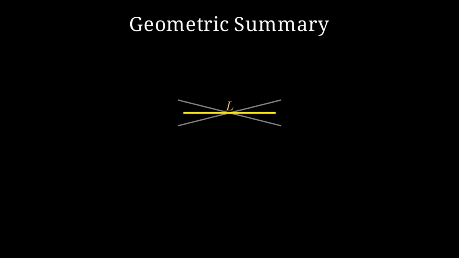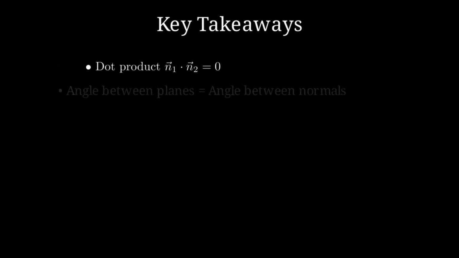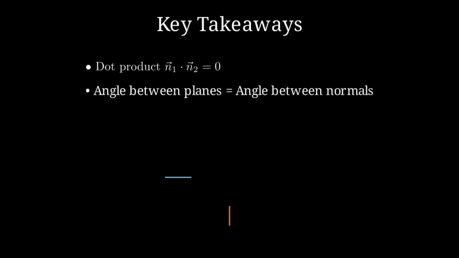To summarize the process, always start by identifying the normal vectors from the plane equations, compute their dot product, and verify if the result is 0 to confirm orthogonality. Remember, the relationship between planes is mirrored by their normal vectors. If the normals are perpendicular, the planes are perpendicular. This simple vector rule solves complex 3D spatial problems.